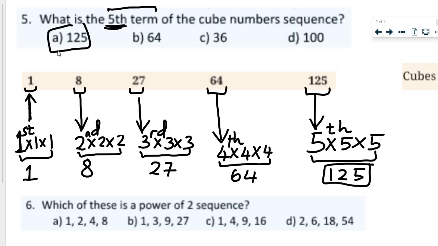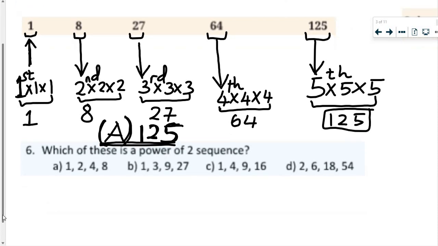So here you write, the correct answer is capital letter A, option A, and you write the number in front. That is how to answer a multiple choice question. So option A, you write option A in capital letter, and then 125, the sentence in front of it. So this is how to get cube numbers. I will tell you later why we call these numbers 1, 8, 27, 64, 125 cube numbers. I will tell you the reason later.